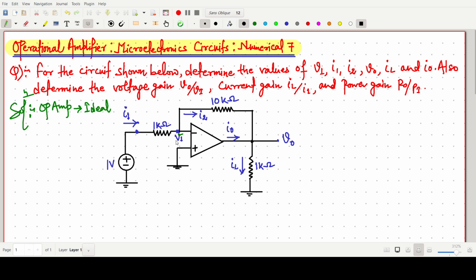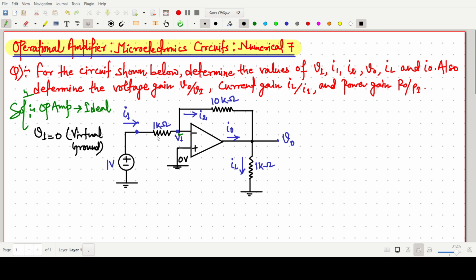So this one is our inverting amplifier. From the virtual ground concept, the V1 value is nothing but simply 0 volt, because this one is at 0 potential, 0 volt. So this value will be the same as that of V1, due to the virtual ground concept. The first part is over.